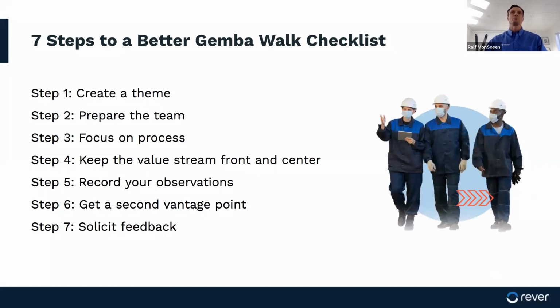So 7 steps to better Gemba Walk: create a theme, prepare the team, focus on process, keep the value stream front and center, record your observations, get a second vantage point, and then solicit feedback.